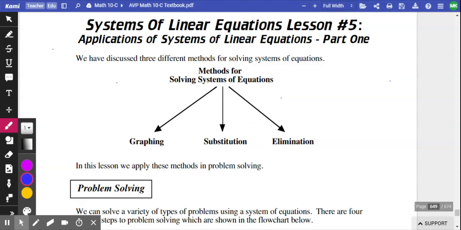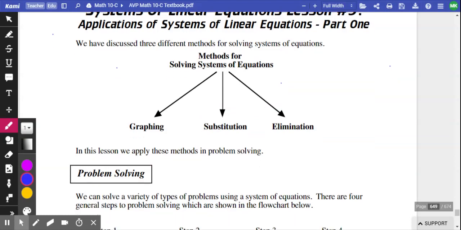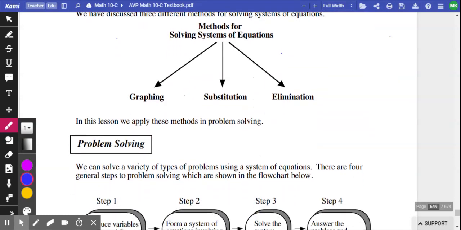To figure out where two lines or two equations cross each other, we learned 3 different methods. It's really up to you to choose which method you want to use. There's times when some are better than others, and I'll show you some examples of when I would do this, when I would do that, and so on and so forth. But the 3 ways we learned, the first one was graph.